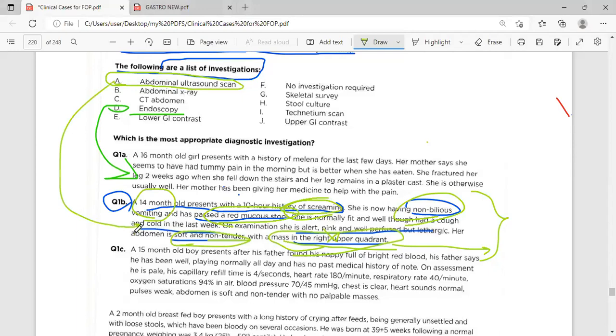Now, what are the findings we will get in abdominal ultrasound? They usually call it the target sign, also known as the donut sign. So this is usually called the target sign or a donut sign. We are going to find this in case of intussusception, and this is the choice of investigation in intussusception. So we have to match the scenario with the investigations given here.